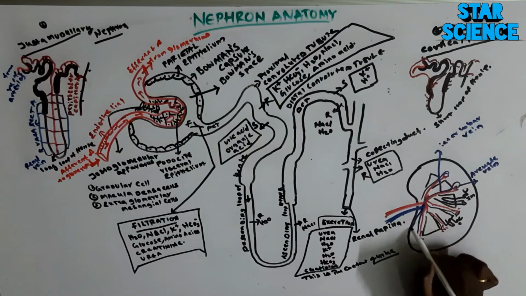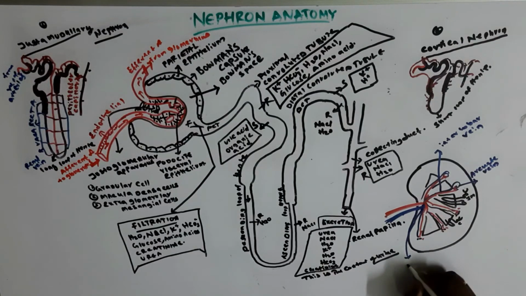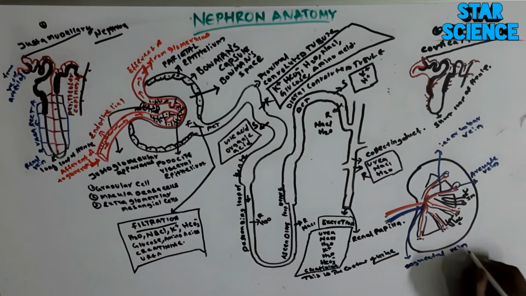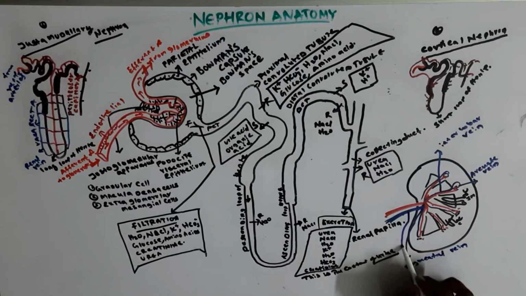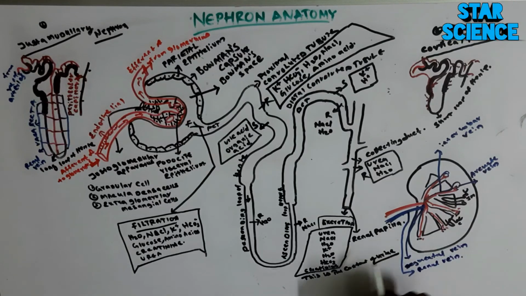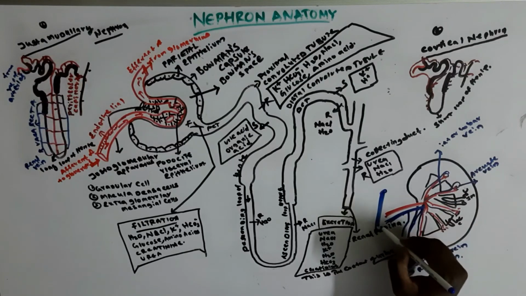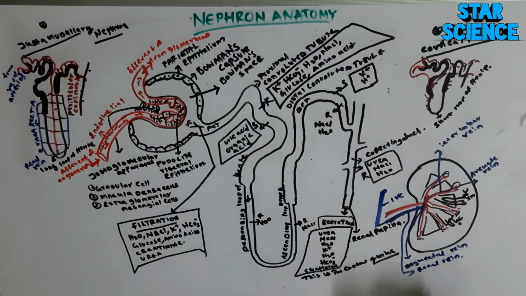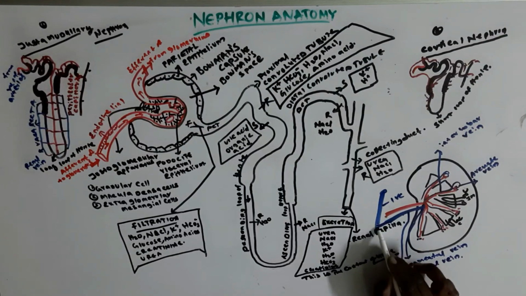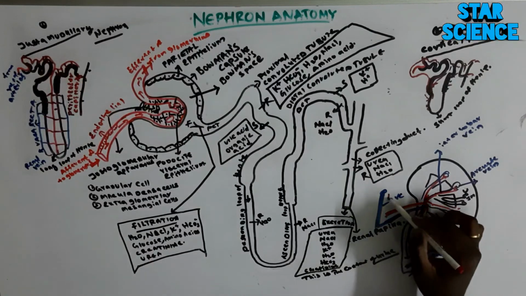From the interlobar vein, this particular region I'm showing you is called the segmental vein. The segmental vein receives CO2 blood from the interlobar vein, and it passes from the renal hilum to the renal vein, and from the renal vein it passes to the inferior vena cava. So this is how oxygenated blood goes into the kidney, and CO2 blood comes out of the kidney and joins the inferior vena cava.